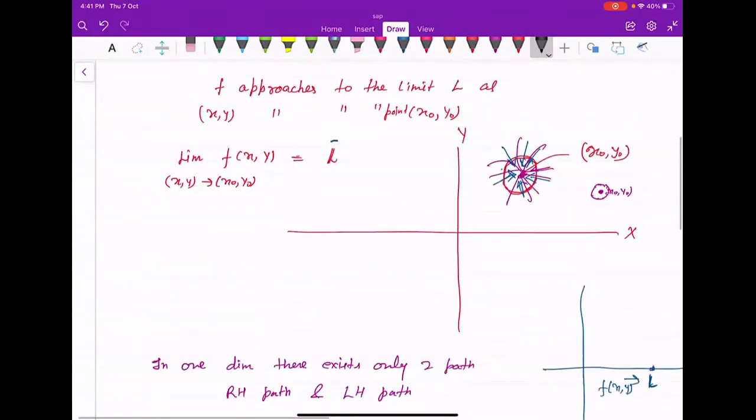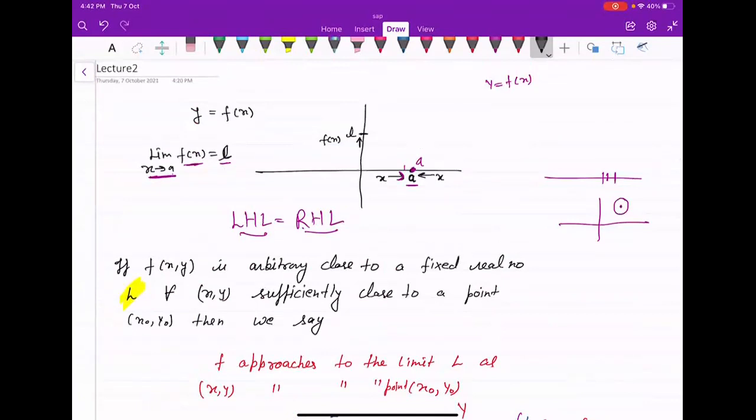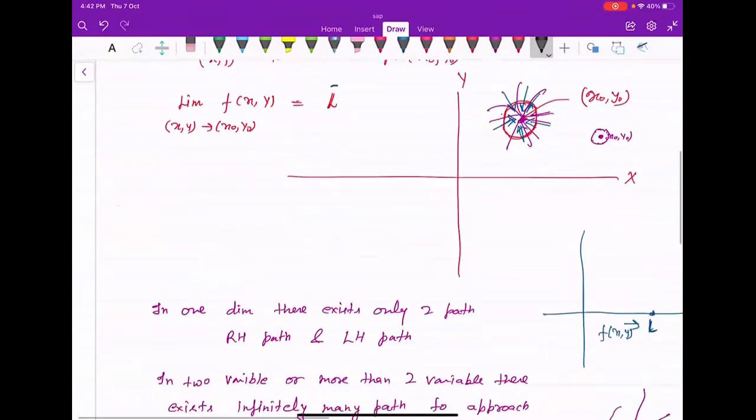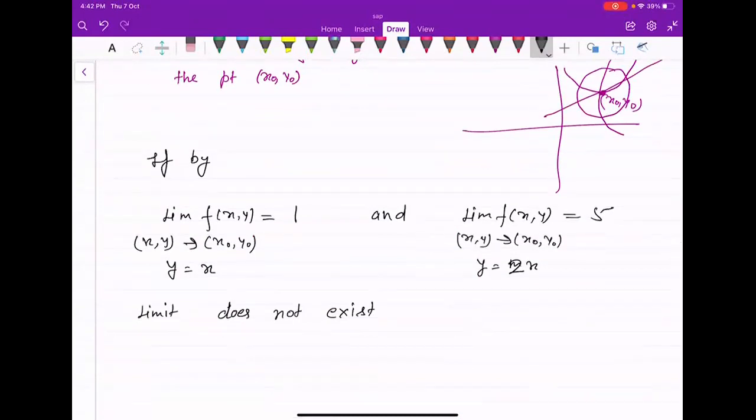If your left hand limit and right hand limit are not the same, then you say the limit does not exist. Same thing is here. You are getting different limit values by two different paths, then we'll say the limit does not exist. So what is the best way? You can ask here why we are choosing only y equal to x and y equal to 2x. You can choose any of the paths.